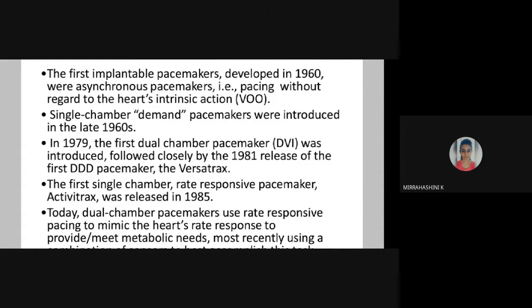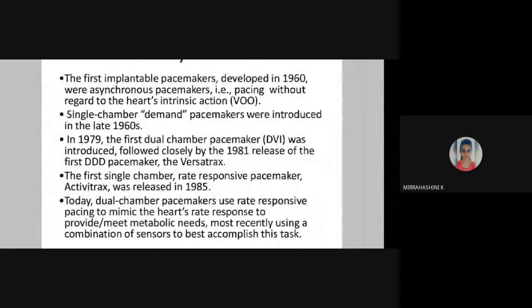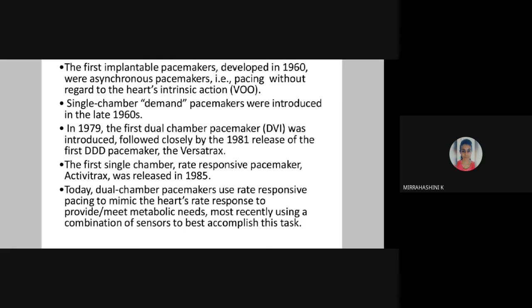And then single chamber demand pacemakers were introduced in the 1960s. Then in 1979, the first dual chamber pacemaker was introduced. Dual chamber means the leads will be inserted in both the atrium and the ventricle. And then the first single chamber rate responsive pacemaker was released in 1985. And today we use a lot of advanced pacemakers, like capsule size pacemakers that can be kept inside the heart, not very big pacemakers.